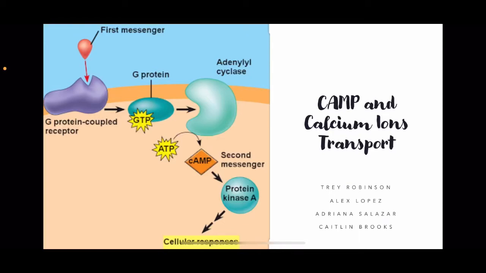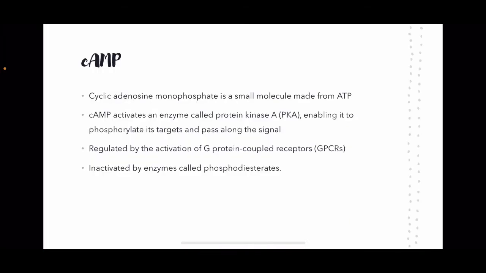Our project is cAMP and calcium ion transport. cAMP, or cyclic AMP, is cyclic adenosine monophosphate, which is a small molecule made from ATP. cAMP is a secondary messenger, and it activates an enzyme called protein kinase A, or PKA, which enables it to phosphorylate its targets and pass along the signal.